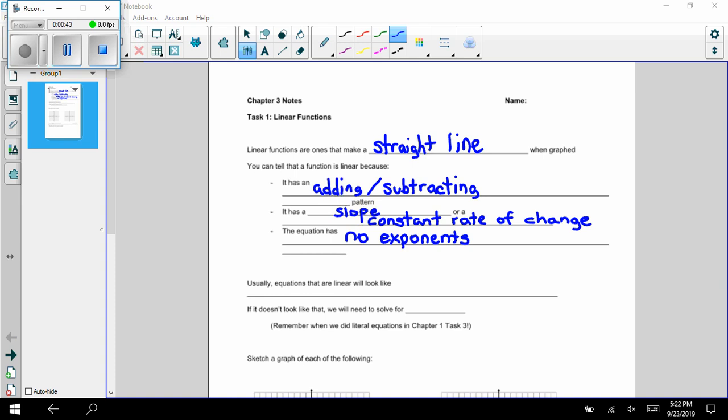Usually when we're talking about linear functions, you're looking at equations that will look like this, where y is all by itself, the slope is in front of the x, and the y-intercept is at the end. This m stands for slope, and this b stands for the y-intercept. If it doesn't look like that, then we need to solve for y and help it to look like that. And we'll do some examples in a minute.